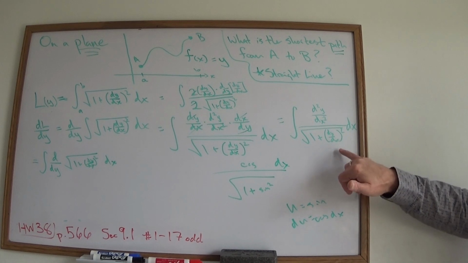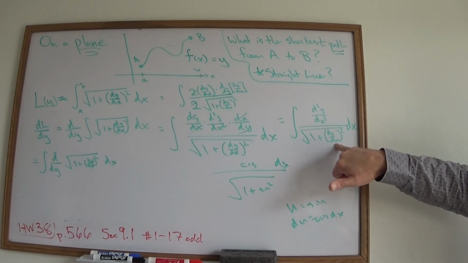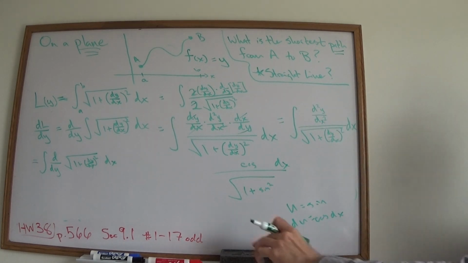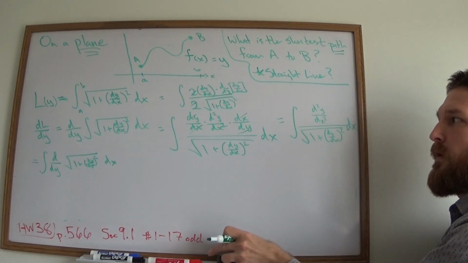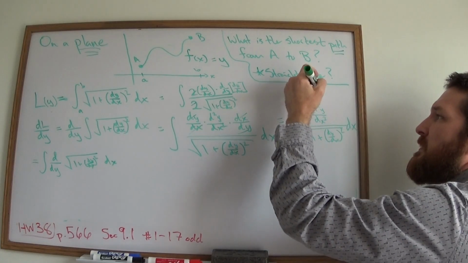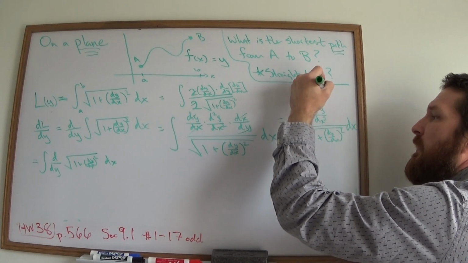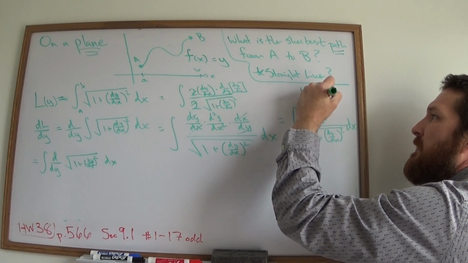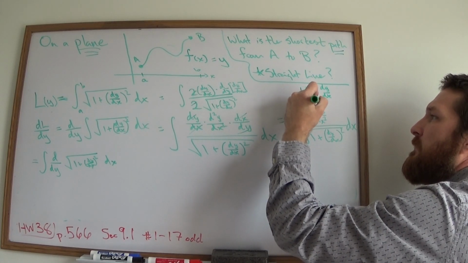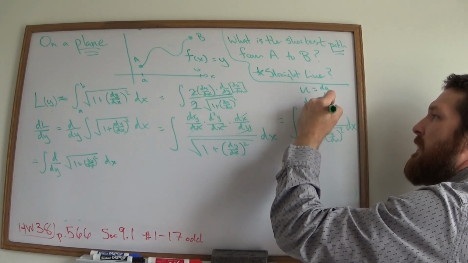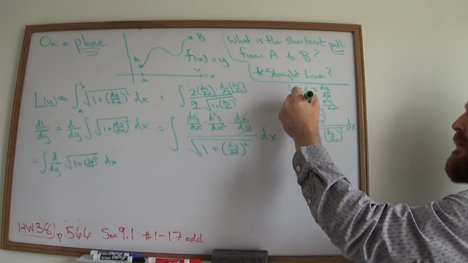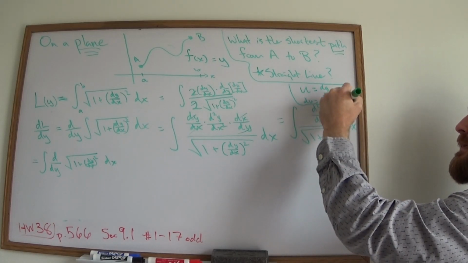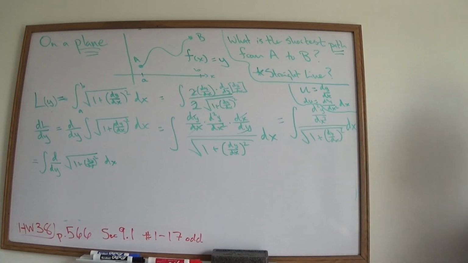That's kind of what we're in right now. We have something on the inside, and its derivative is out here in the numerator. That's what's making me think that that's going to be a good idea. So I'm going to go ahead and do that. I'm going to say, let u equal dy dx, so that du equals d squared y dx squared times dx. I'm sorry, this is all running together. Don't forget that.